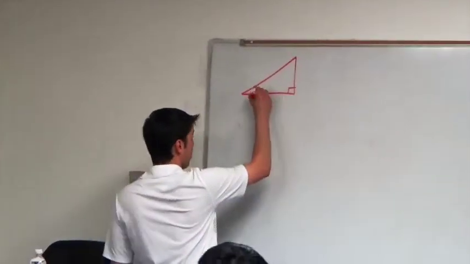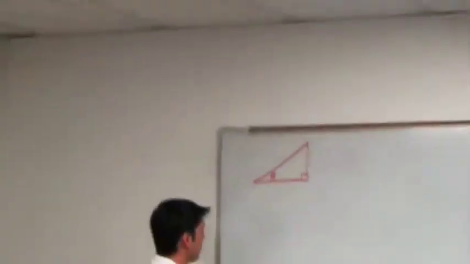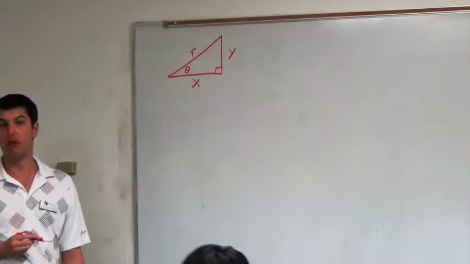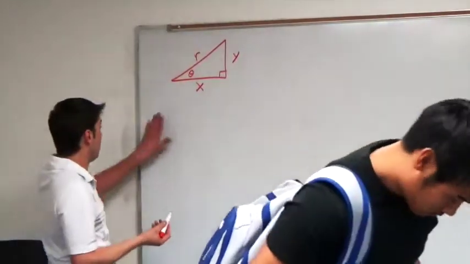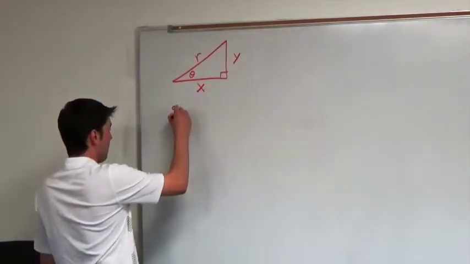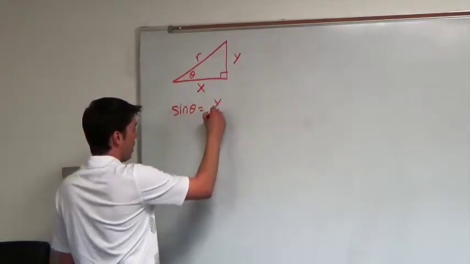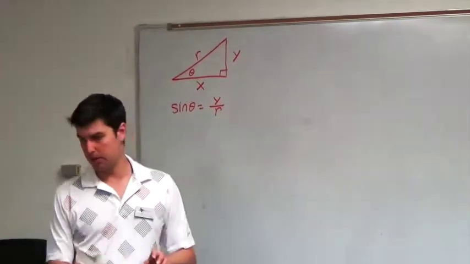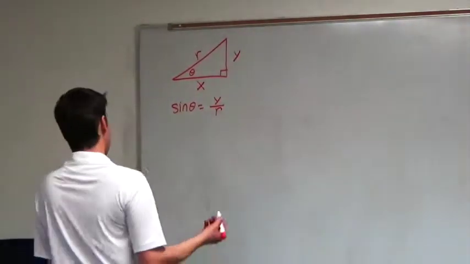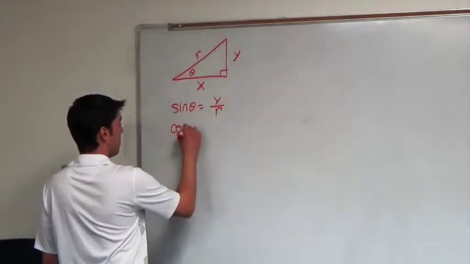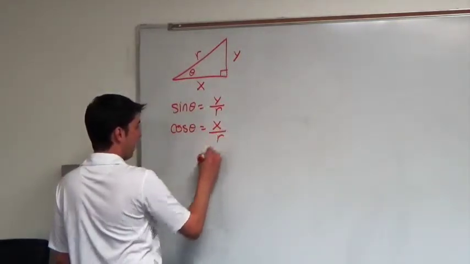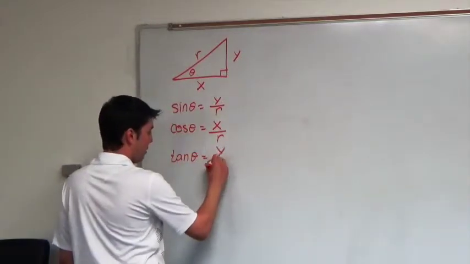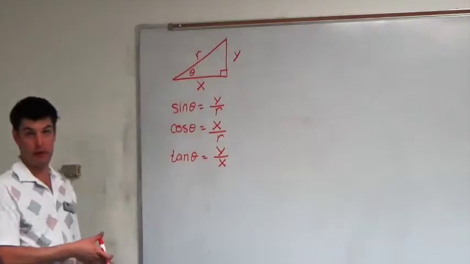A right triangle with some included angle theta. This triangle will have a y value, an x value, and a hypotenuse I will use r for. From this triangle, we see sine of theta is defined to be the y value over the hypotenuse. Cosine of theta is defined as the x value over the hypotenuse. Tangent of theta is y over x, and there will be three reciprocal identities.